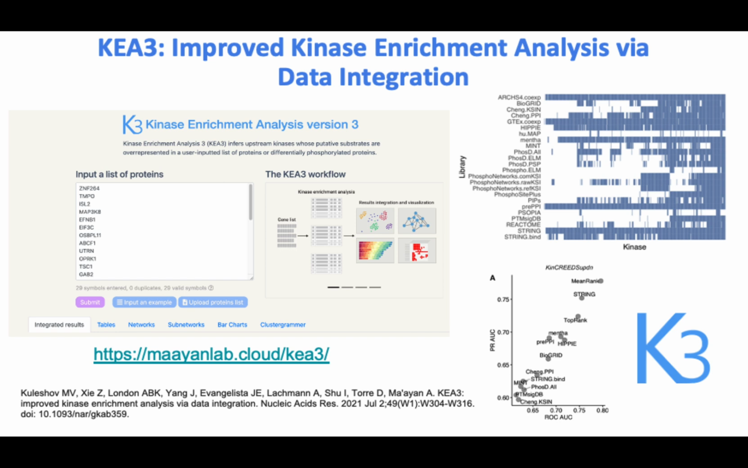Another tool that we utilize in the Multiomics2Targets pipeline is KEA3, which is a kinase enrichment analysis tool that relies on data integration from over 20 kinase substrate databases or data sources, which can be seen on the top right of the slide here. So these data sources have different amounts of coverage in terms of what kinases they have information for. And in the publication, we showed that taking a mean rank, or utilizing as many databases as have information about a certain kinase and taking the mean rank across those, showed the best performance in recovering upstream kinases whose putative substrates are overrepresented in an input list of proteins or differentially phosphorylated proteins. So KEA3 is available as a web interface with some visualizations, as well as an API.